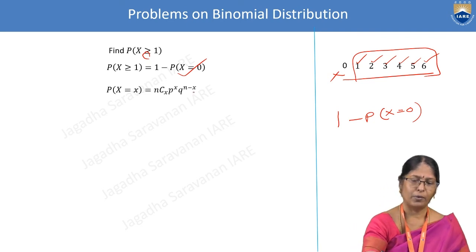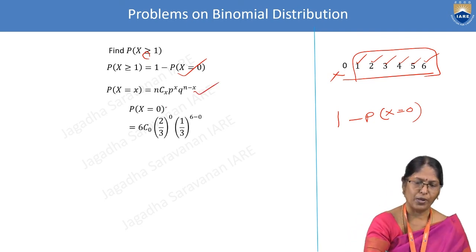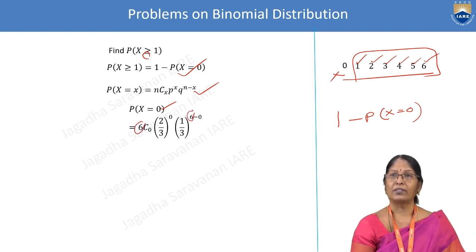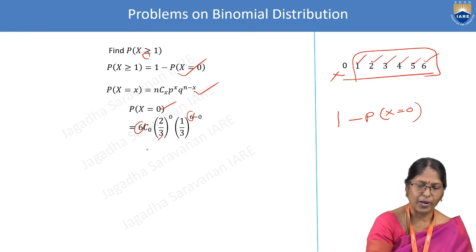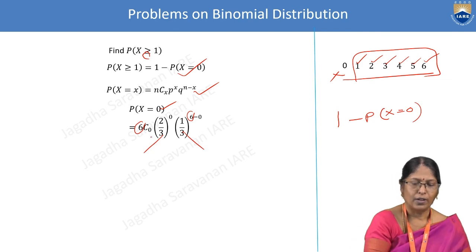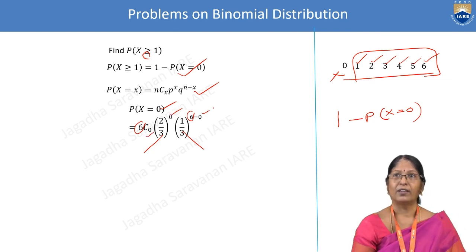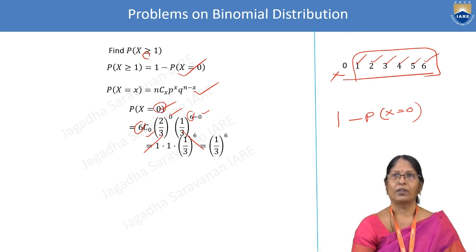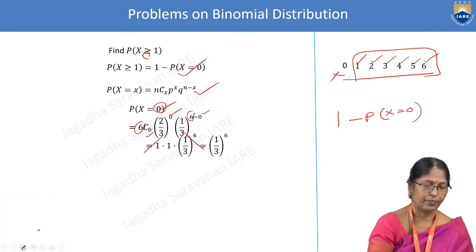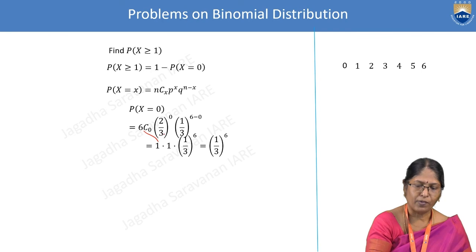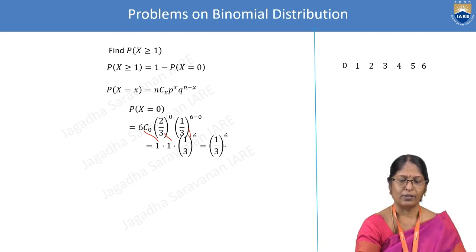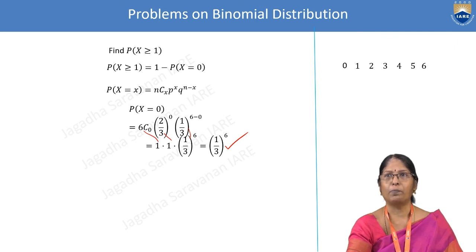So first, the binomial distribution formula. P of x equal to 0. Now 6, 6: this place is for n, this place for P, this place for Q. I am putting a tick. The 3 places are for x, the specific target, and x equal to 0. We solved it. This is 1, since anything to the power 0 is 1. Here, 1 by 3 power 6 minus 0, which is 6. So the final answer we got is 1 by 3 power 6.